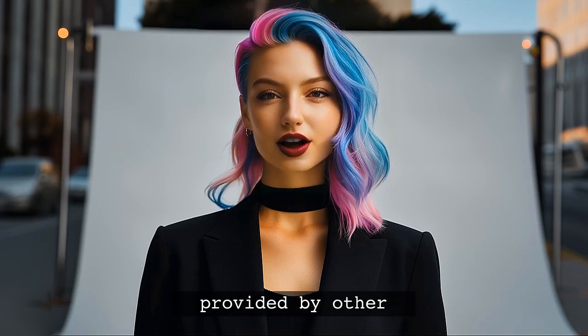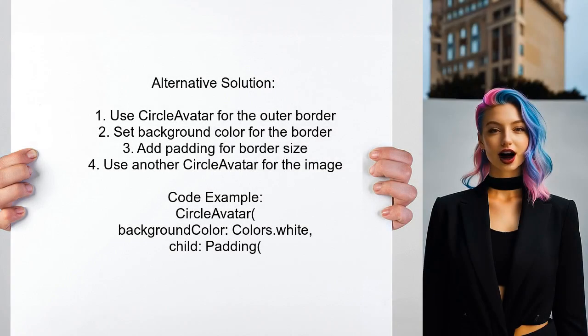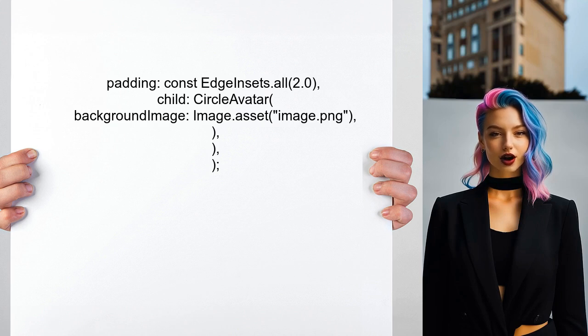Now let's look at the answers provided by other users. An alternative approach suggested by another user is to use the CircleAvatar widget. They recommend setting a background color for the border and using padding to create the border size. Inside, you can place another CircleAvatar with your image.